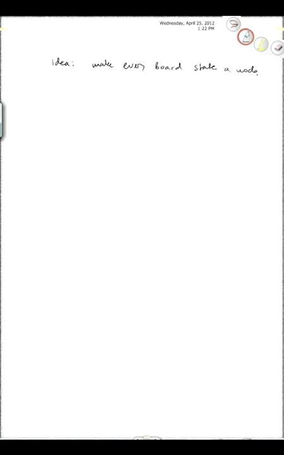So let's discuss the next problem, problem 7. So this was the 15 puzzle problem. So the first part of this is how would you model this as a graph? And the basic idea is to make every board state a node. So here's a simple 15 puzzle, or a simple puzzle. So this is one board state, and here's another board state.